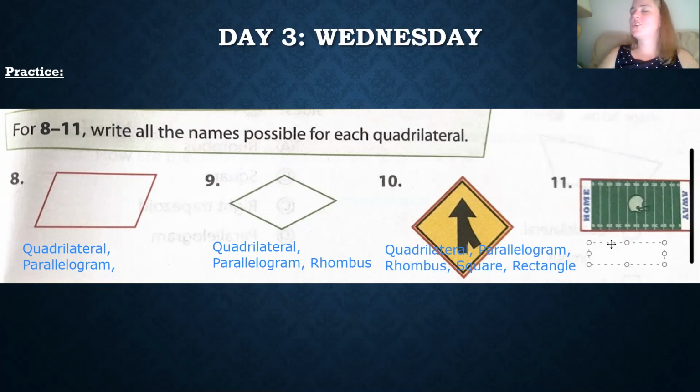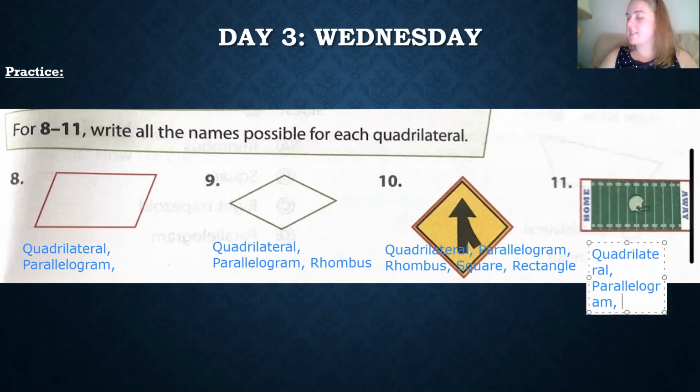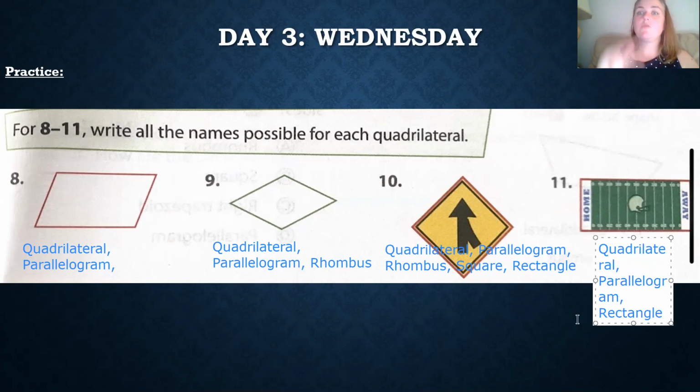Number 11, we're going to start with the easy one. It has 4 sides, so it's a quadrilateral. And we see the top and the bottom are parallel and the left and the right are parallel, so we know it's a parallelogram. And we know it's a rectangle because it has 4 right angles. So it's a rectangle. Easy breezy. So just remember, one shape can have several different names or fit into several different categories.